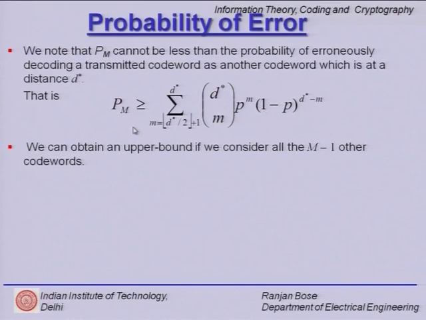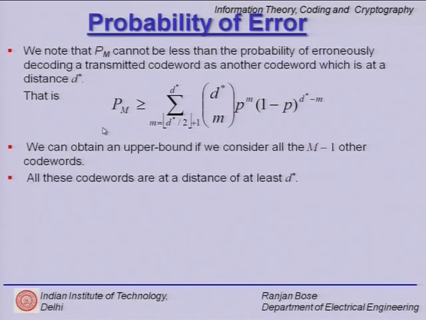There is a case where the closest code word is only d star away from this received vector. Now, all other code words are at distance at least d star, because there will be several code words which are more than d star. D star represents the worst case scenario. So, just look at the code words that are exactly at a distance d star or more.